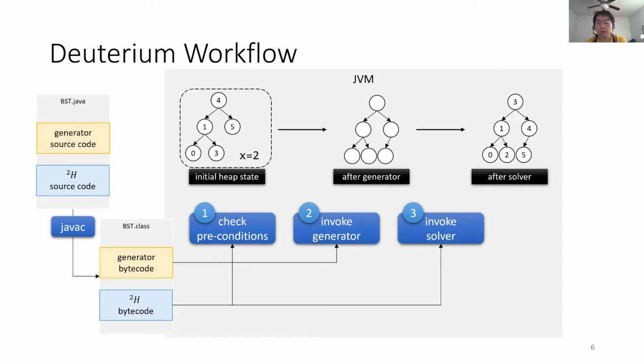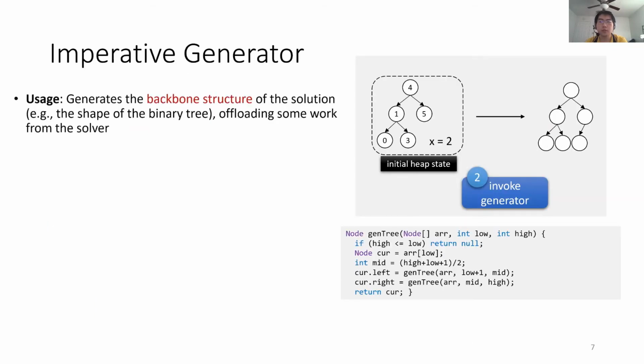I will explain steps 2 and 3 in more detail. The imperative generator should generate the backbone structure of the solution, for example, the shape of the binary tree, to offload some work from the solver. The code snippet at the bottom right is the generator we used for the binary search tree. So basically it generates a balanced binary tree without caring about the values of the nodes.